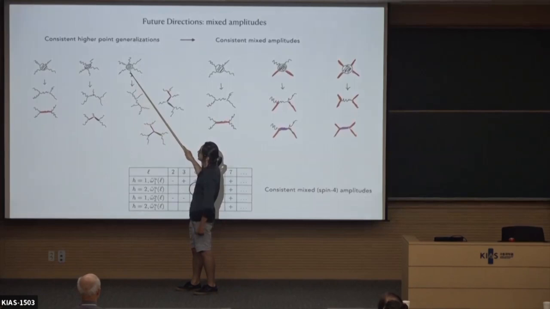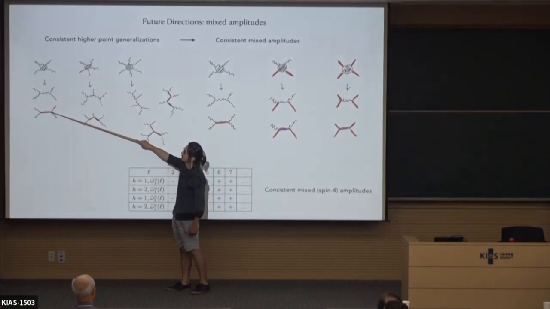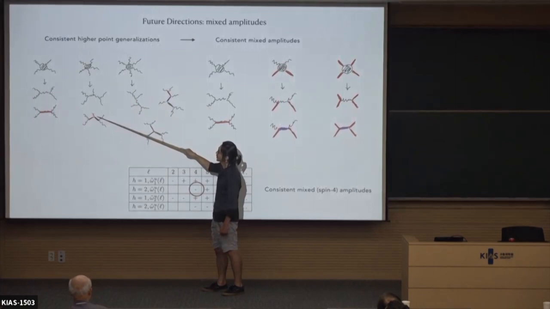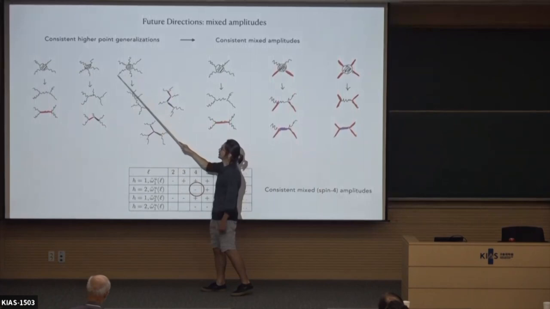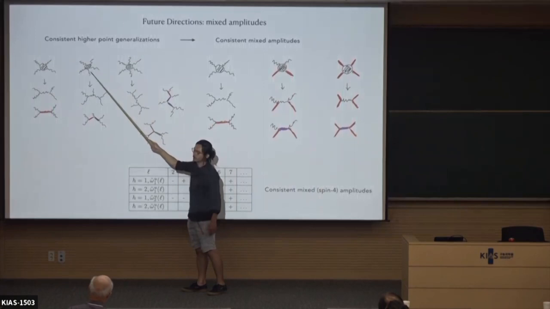At 4 point, you're really only testing how the light states couple to the massive states. But once you go to higher points, you're imposing consistency of the interactions between the massive states. So these self-interactions now become important to be consistent. Another way of saying it is that it probes the consistency of the entire spectrum. But of course, the problem is that generically we do not have very good analytic control of these higher point amplitudes to actually analyze consistency.